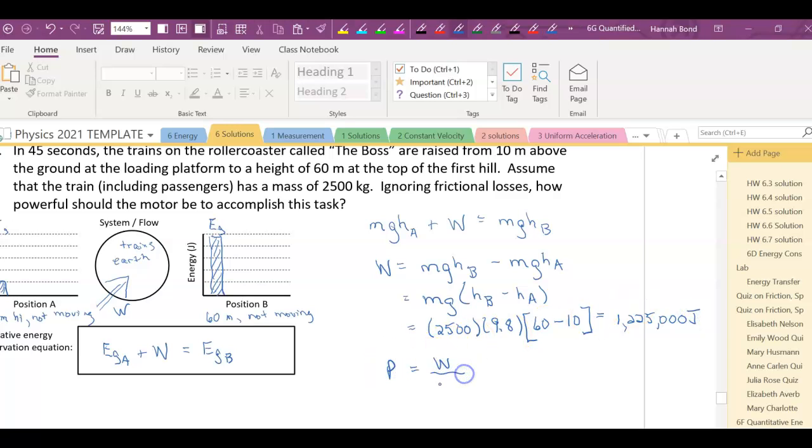The power is that work that was done divided by the time that it took to do the work. So that's that amount of work that we just calculated. And they said that this happens in 45 seconds. And so I get 27,222 watts. That is the power of that motor that lifted that train.